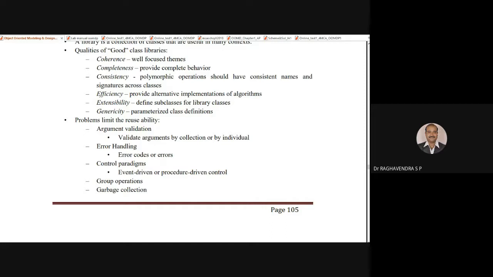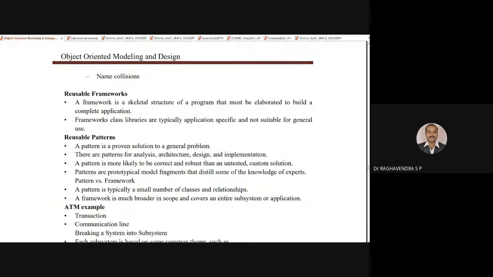procedure driven, which one you have to go for. By default, everyone nowadays will go for event driven, because procedure driven is already discarded. Next, group operations: if you want to execute a block of code, like macros. So how to execute a group of operations? Next, garbage collection. Suppose there is an illegal value, but an ASCII value is generated. That is called garbage collection. How to handle that?